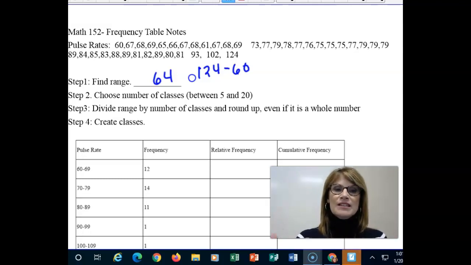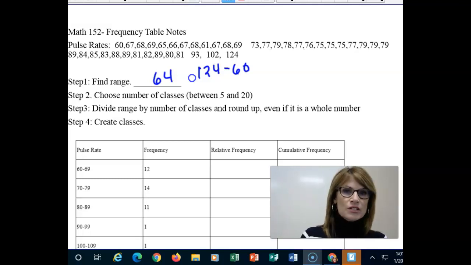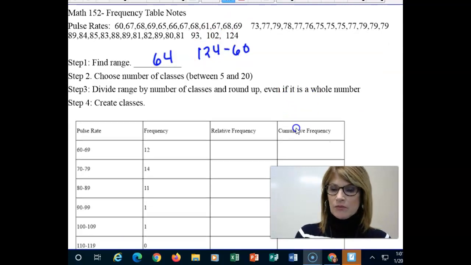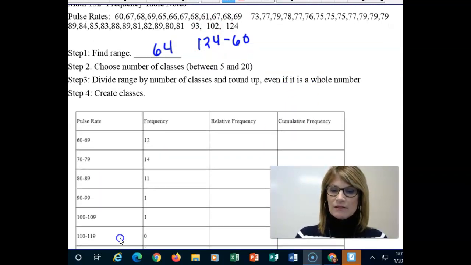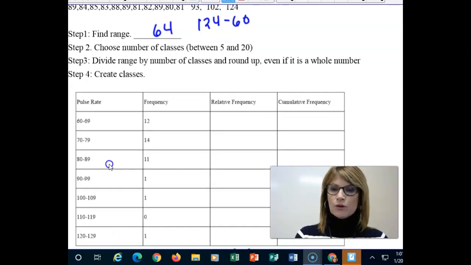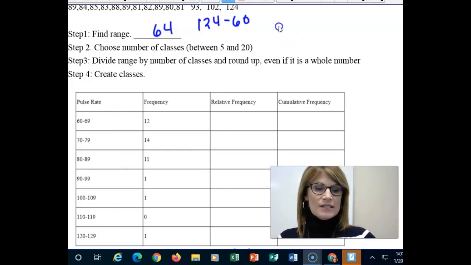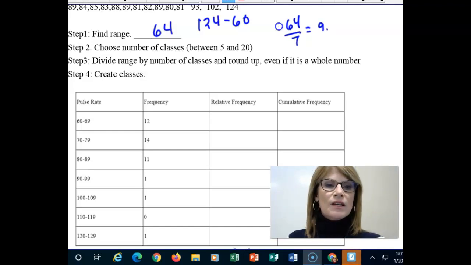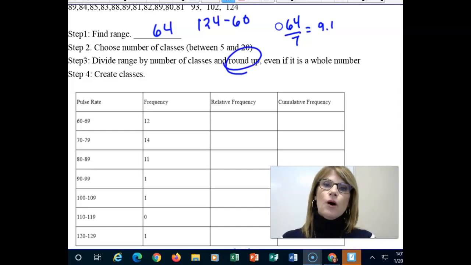And so looking at our data, we have 60s, 70s, 80s, 90s, 100s, 110s, 120s. So we're going to decide to have 1, 2, 3, 4, 5, 6, 7 different classes. So let's divide 64 by 7, and we get about 9.1. And you always round up. Even if it came out exactly 9, you have to round up to get both of your numbers on the end. So we're going to round this up to 10.